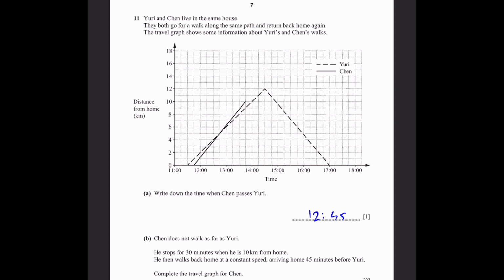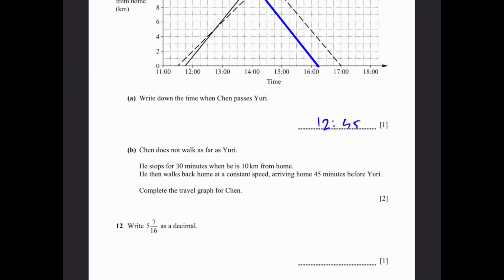So he stops for 30 minutes, which means it's a horizontal line for 30 minutes, which is that much. And then he walks back home at a constant speed, and he arrives 45 minutes before Yuri, which means 45 minutes before 5 o'clock, 4:15. That's the end point. Since it's a constant speed, it's a straight line. So you can just draw a straight line over there. That's the answer. Question 12.